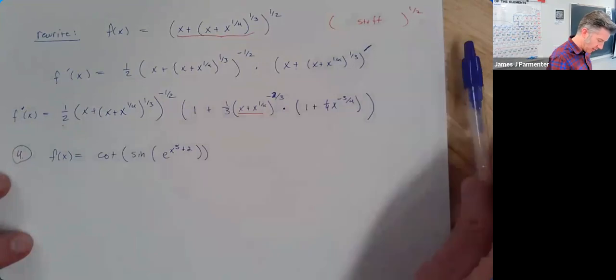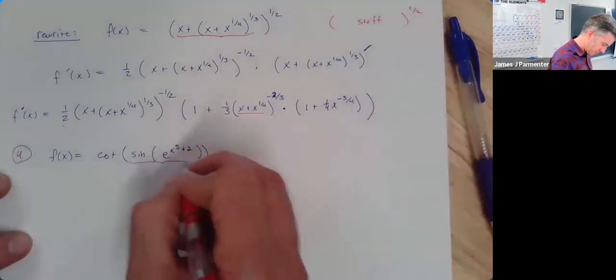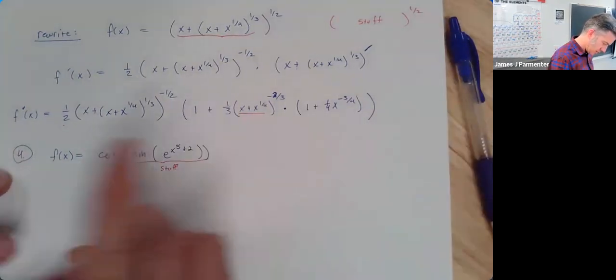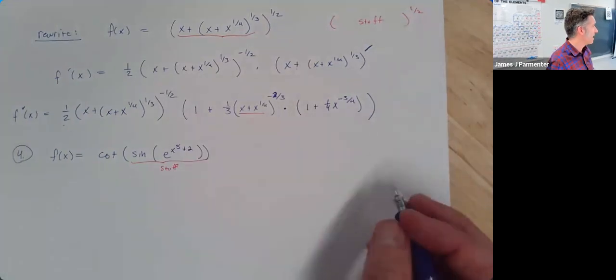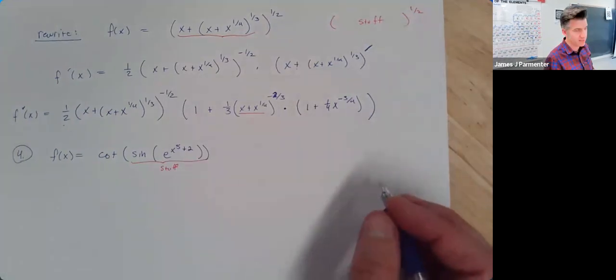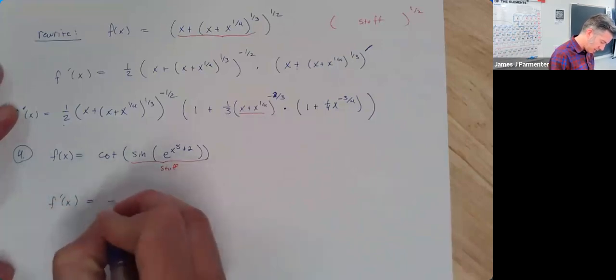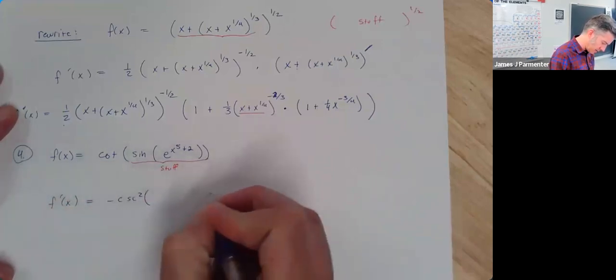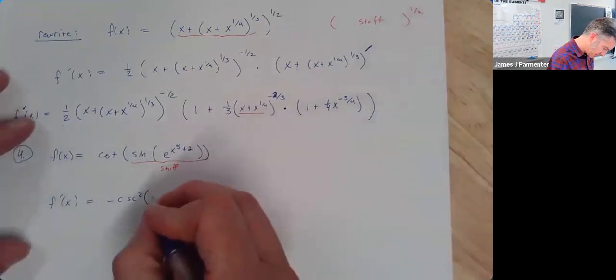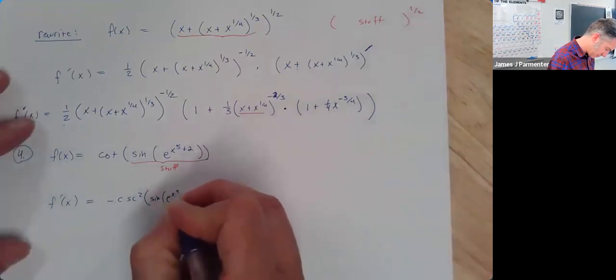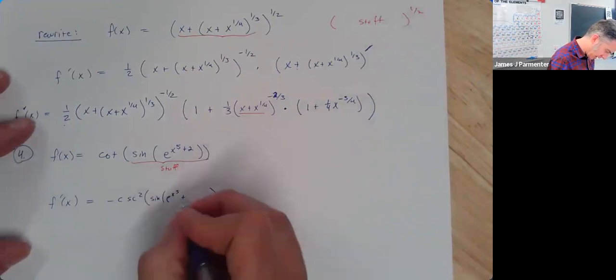So I've got cotangent of some stuff. The derivative of cotangent of x is negative cosecant squared of x. So the derivative of cotangent of some stuff is negative cosecant squared of the stuff. Oh, that plus 2 is in the x one. Sorry.